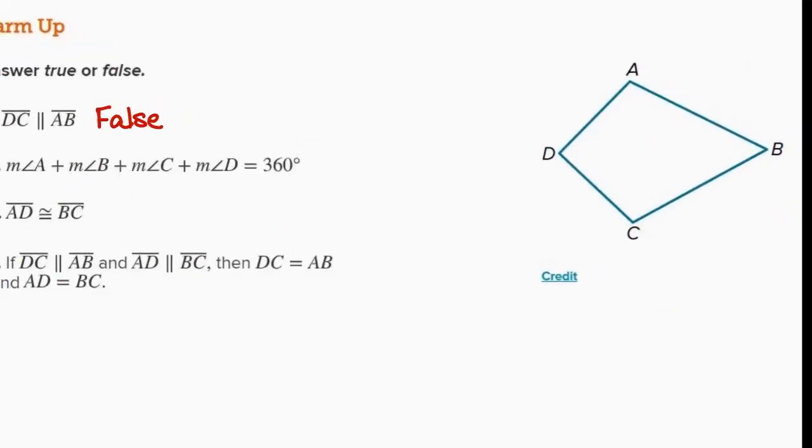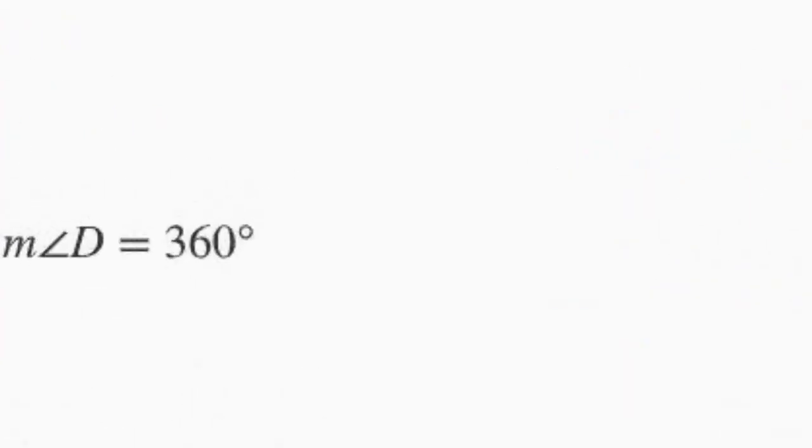Number 2, the measure of angle A plus the measure of angle B plus the measure of angle C plus the measure of angle D is equal to 360 degrees. Is that true or false? That is true.